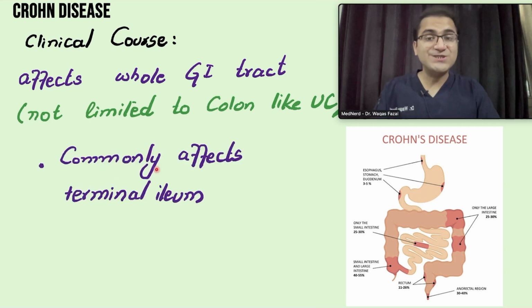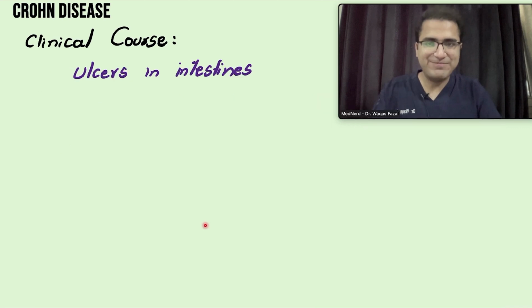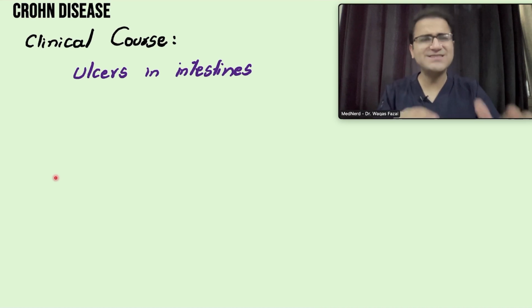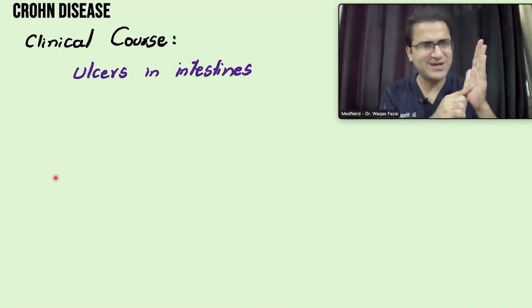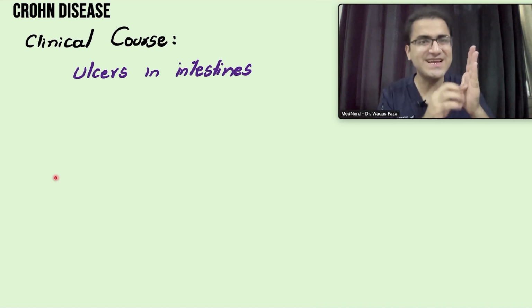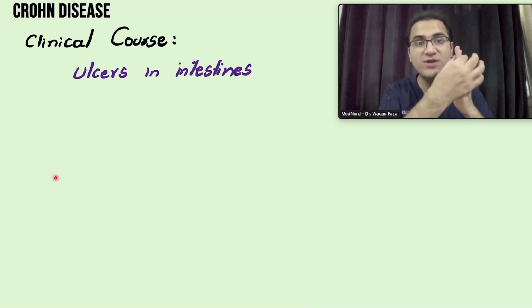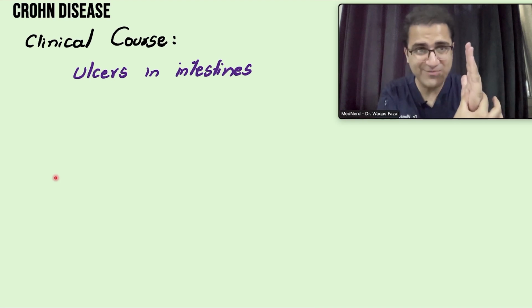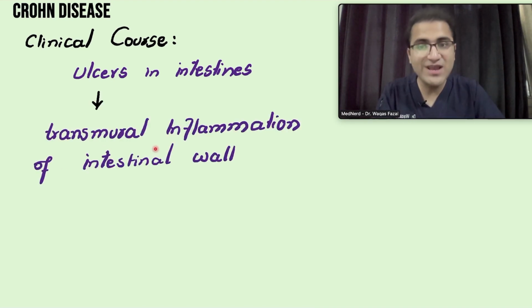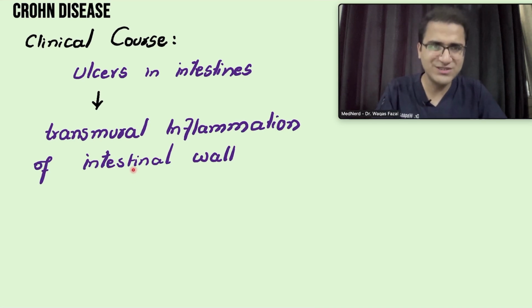Remember, Crohn's disease most commonly affects the terminal ileum. Now coming to the clinical course of Crohn's disease, it usually starts as a small ulcer in the small intestine, and that small ulcer would further deepen down and involve the whole thickness of the gut wall. There will be transmural inflammation of the intestinal wall. The whole thickness of the wall is affected.